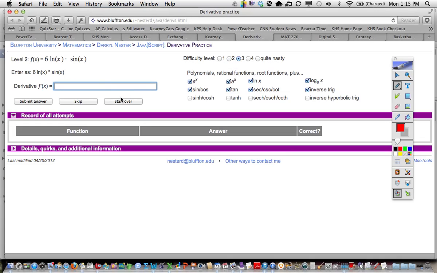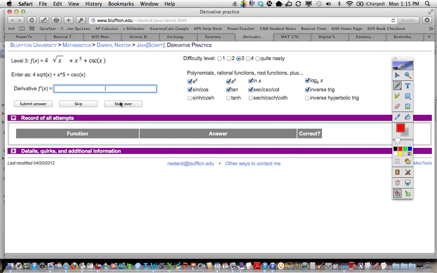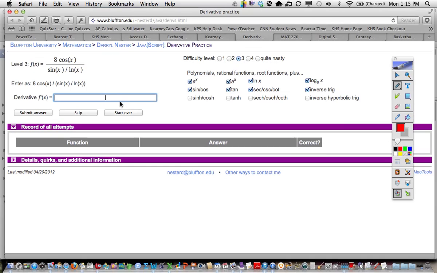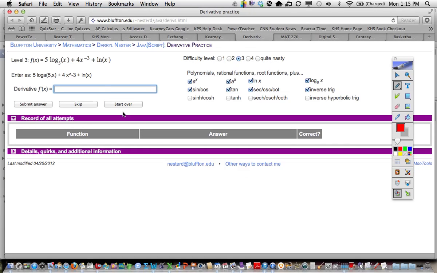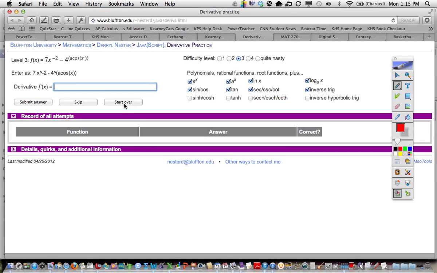Let's bump up to difficulty 3. There's a good one. 7x to the negative 2 minus 4 raised to the arc cosine x. That a cosine means arc cosine. So 7x to the negative 2 minus 4 raised to the arc cosine x.